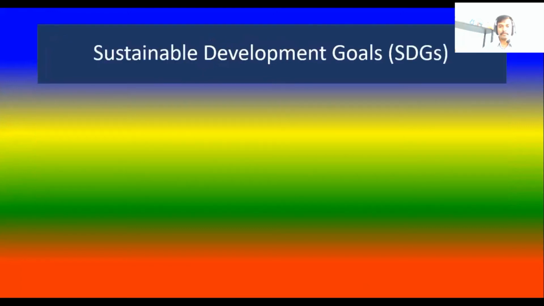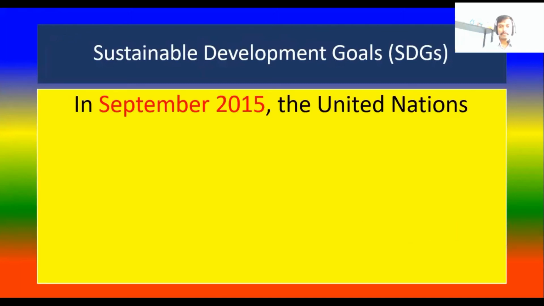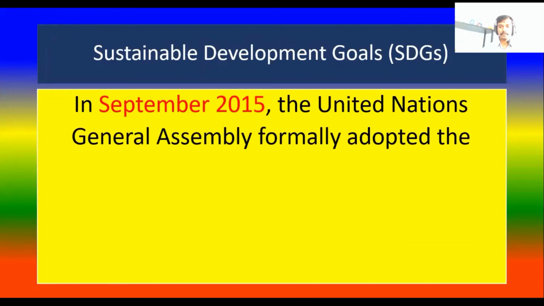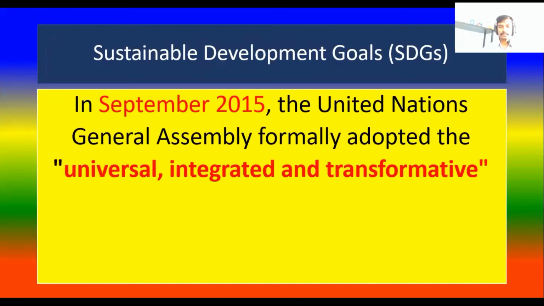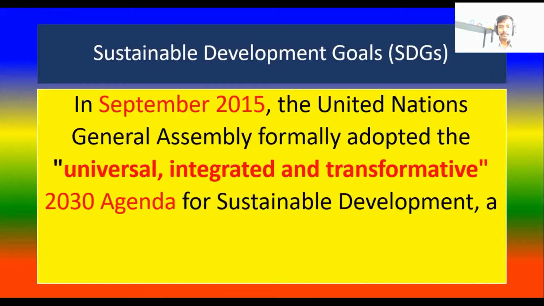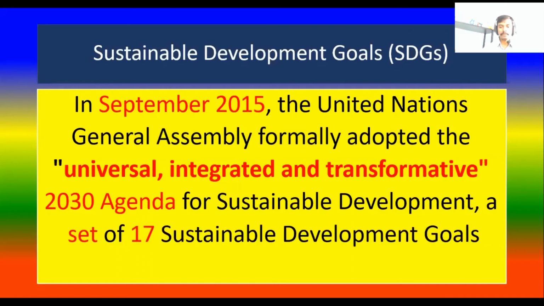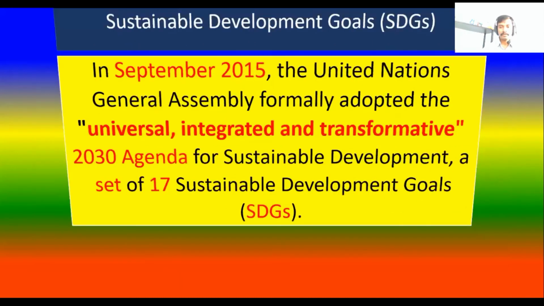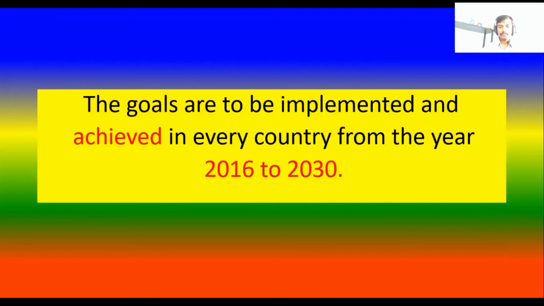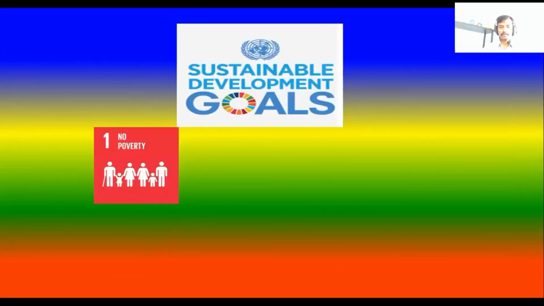Then SDGs, Sustainable Development Goals. Already we have discussed September 2015, United Nations General Assembly adopted resolution, Universal Integrated Transformative 2030 Agenda, Sustainable Development, a set of 17 goals. In short, SDGs. This should be achieved within 2030 is a set objectives. So already we had been learned this one.